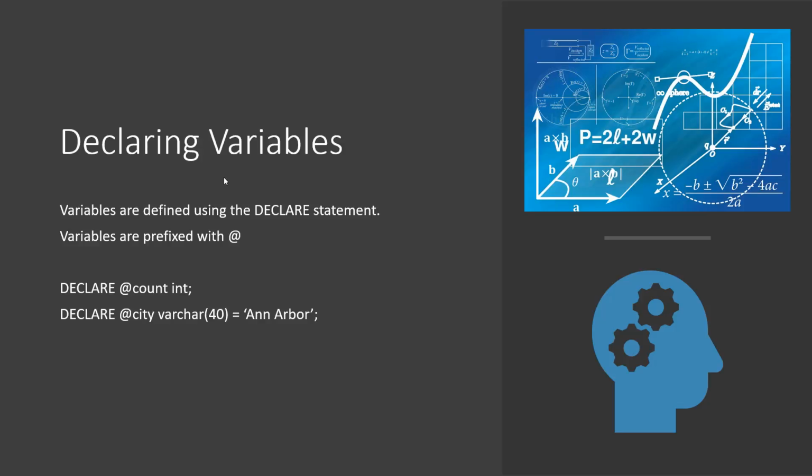I can also say declare @city as a varchar(40) and then give it an initial value of Ann Arbor. So this is a handy way of allowing you to not only declare the variable but also set it up with a value right off the bat.